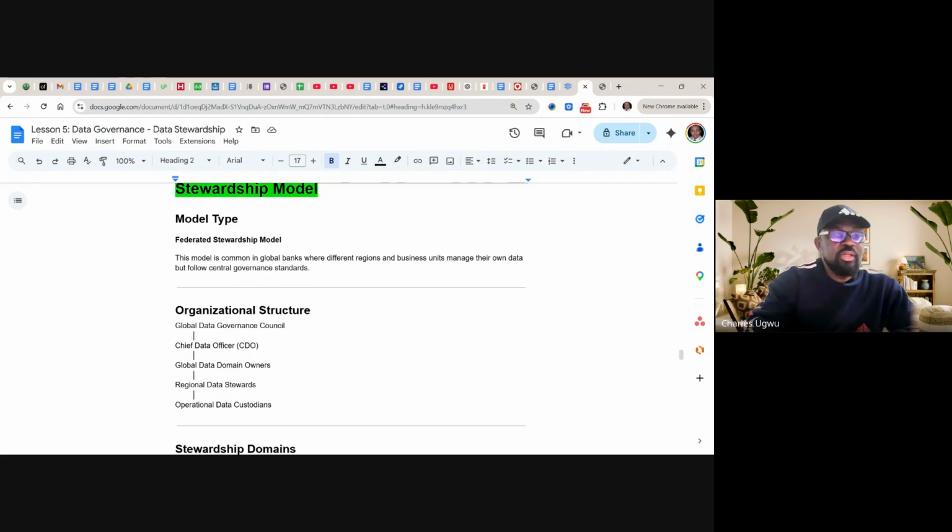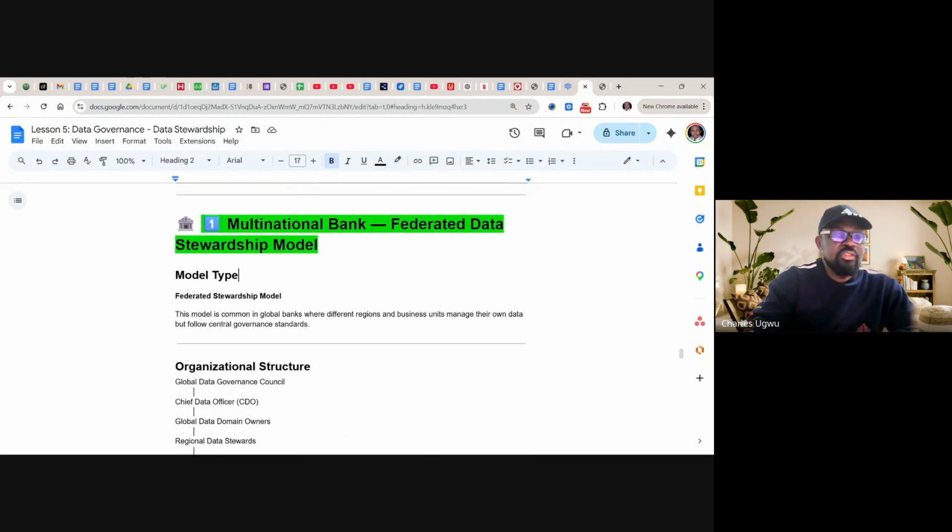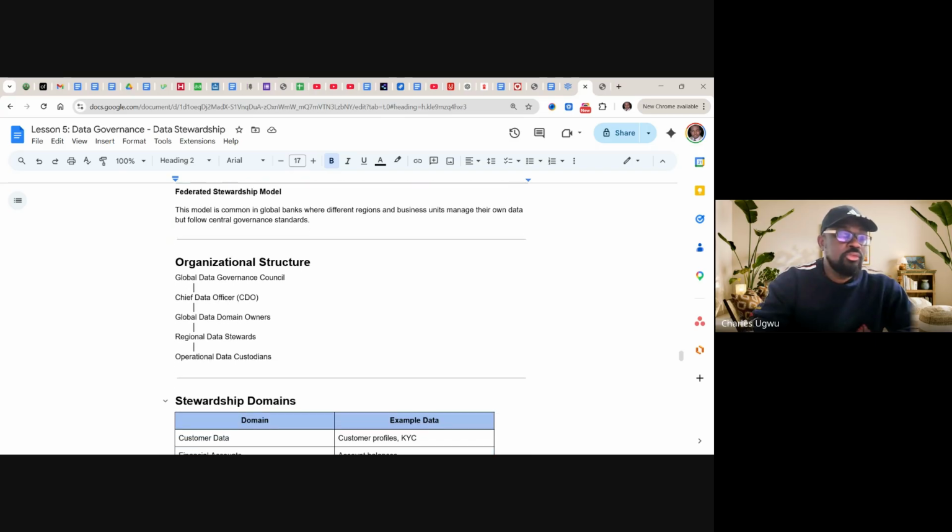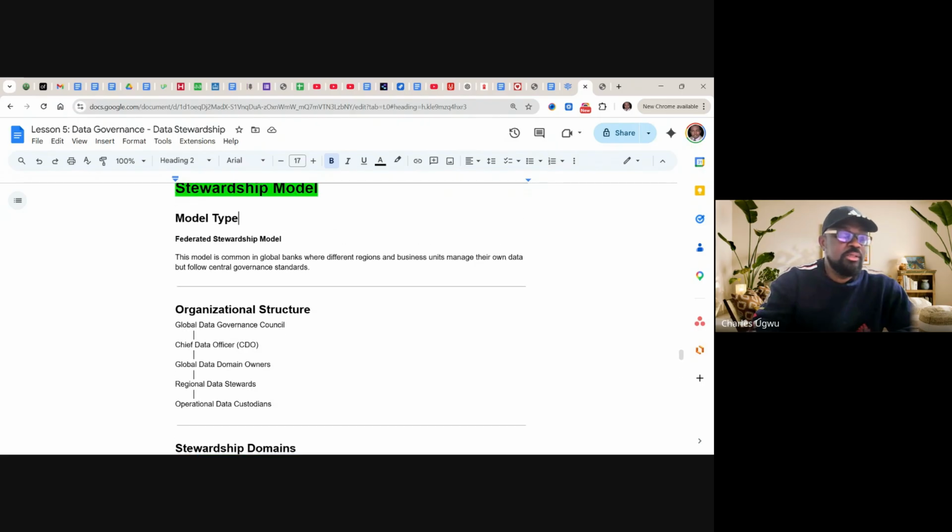Because this is a global bank, the kind of bank that should have this kind of stewardship is a bank like Revolut. Revolut has so many branches in different countries of the world, not only Europe, it's scattered. Revolut is big now, very big. One of the biggest and fastest growing banks now. So this is the kind of bank that has this kind of stewardship model.